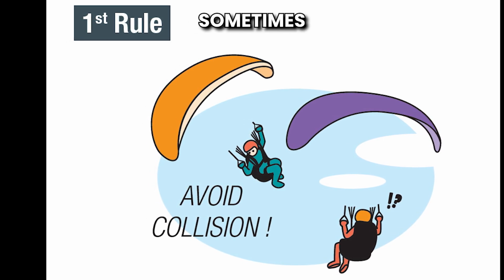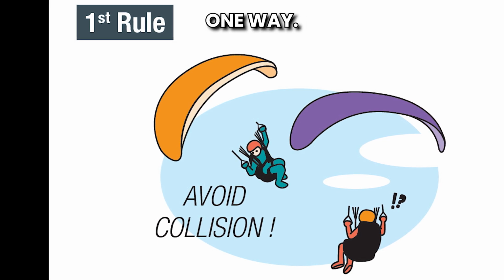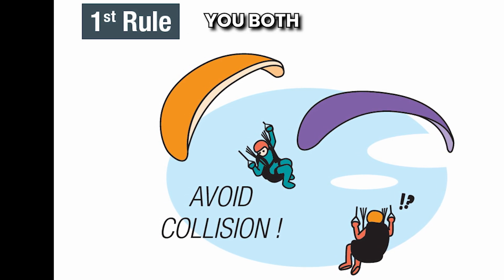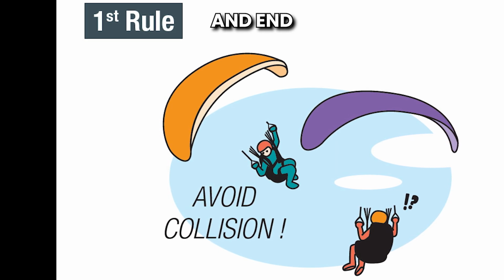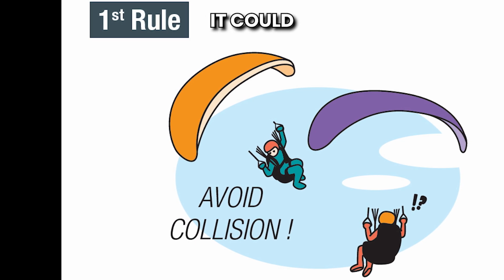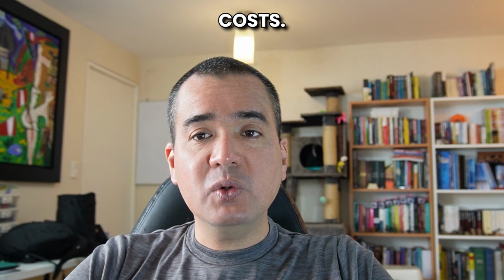It's similar to what sometimes happens when walking. You move one way, the other person moves the same way to avoid you. Then you both try to correct your direction and end up bumping into each other. The same thing can happen in the air, and it could be tragic, even fatal. So, we must avoid this at all costs.